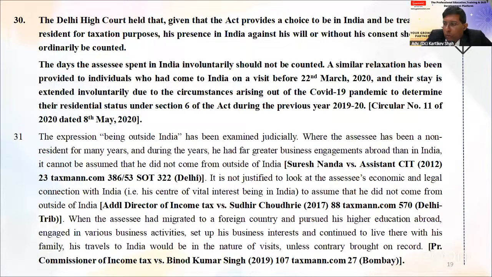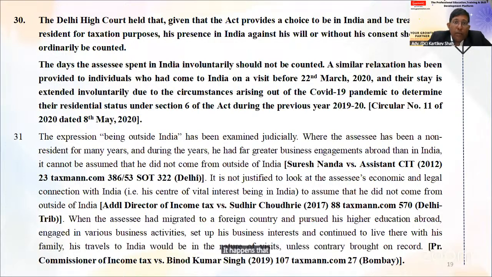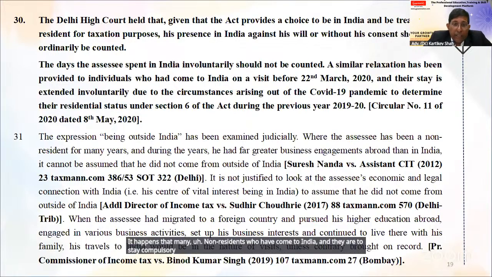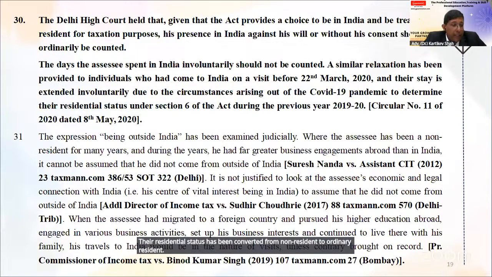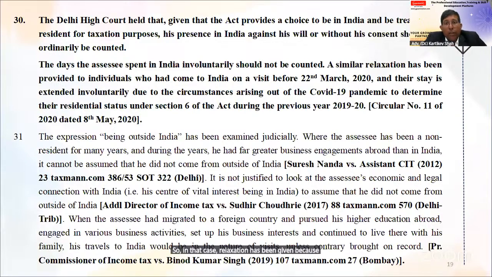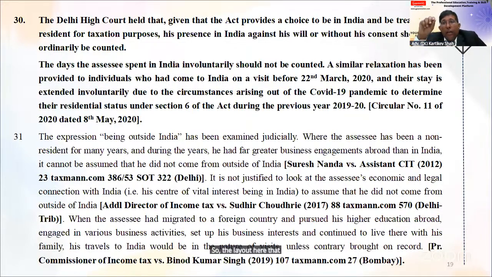Now, friends, we all know that we have all suffered through the phase of COVID-19. In that time, many non-residents who had come to India had to stay compulsorily because everything was stopped. Because of their stay, their residential status was converted from non-resident to ordinary resident. In that case, relaxation has been given because it was a genuine situation. So the Delhi High Court held that his presence in India against his will or without his consent should not be counted.